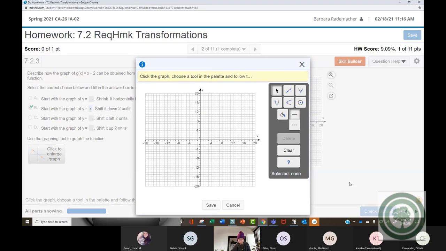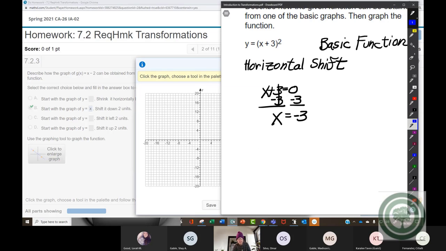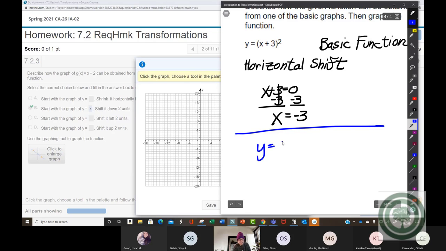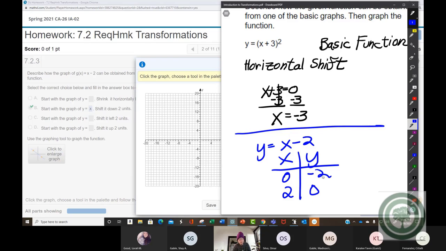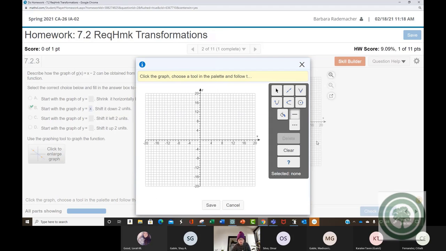Okay. So I have to actually graph it. To graph a line, you've got to have 2 points. So what we need to do is calculate 2 points. This time we have y equals x minus 2. Okay, if x is 0, we'll have 0 minus 2 is negative 2. And if x equals 2, then we'll have 2 minus 2, which is 0. Now I have my 2 points, 0, negative 2, and 2, 0.